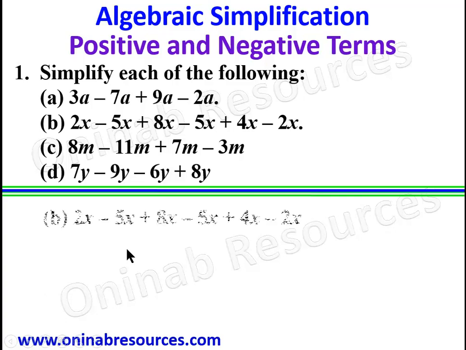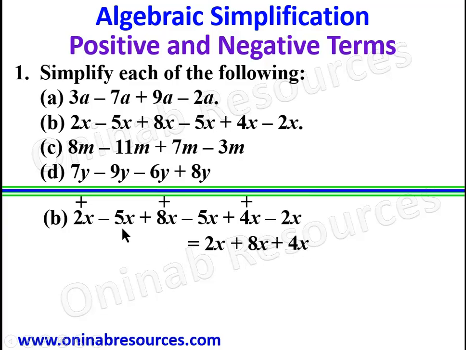So we go to problem B. For 1b, I have 2x minus 5x plus 8x minus 5x plus 4x minus 2x. Again, we identify the positive terms. So we have this as positive term, and positive term. We add them together, 2x plus 8x plus 4x. Then we go back to the negative terms, that is negative 5x minus 5x minus 2x.